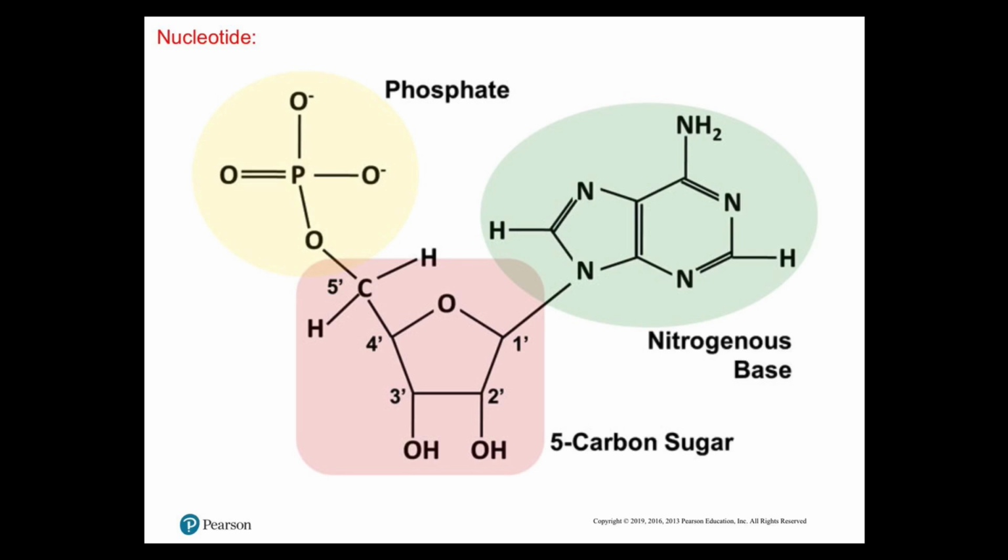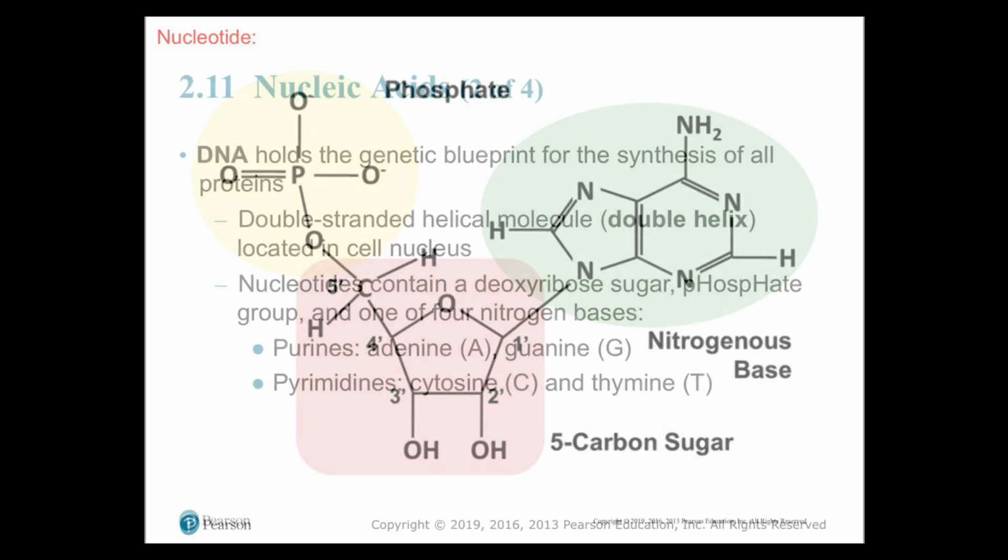So carbon 1, so this here is a pentose sugar. It's a sugar, and it has 5 carbons. Carbon 1 is bonded to a nitrogen base, also known as a nitrogenous base. Why nitrogenous? Because it's got lots of nitrogens. And carbon 5 is bonded to a phosphate group. A phosphate group has a central phosphorus and 4 oxygens.